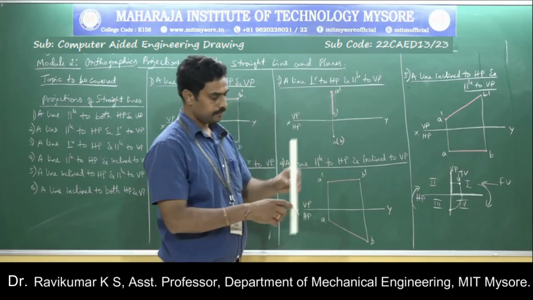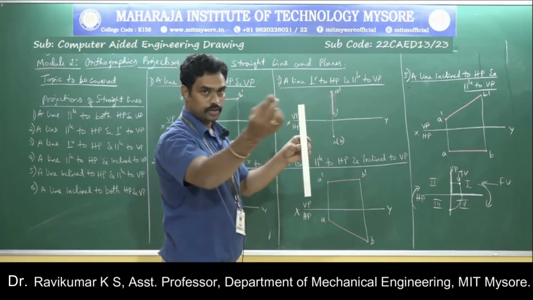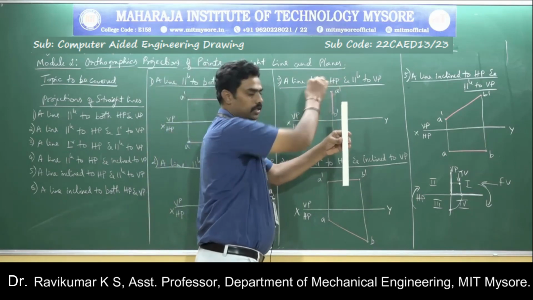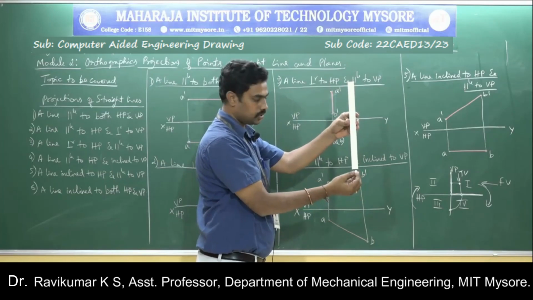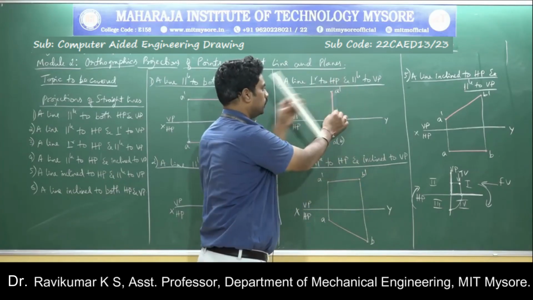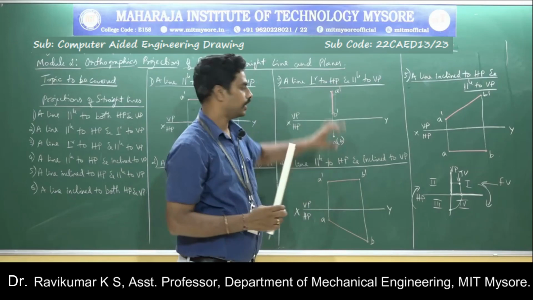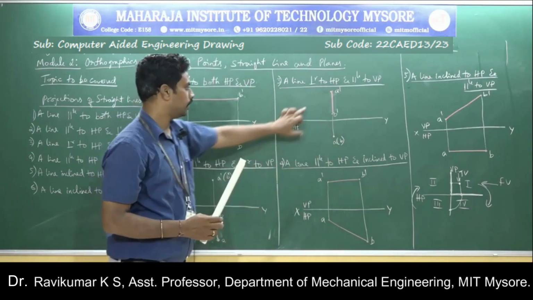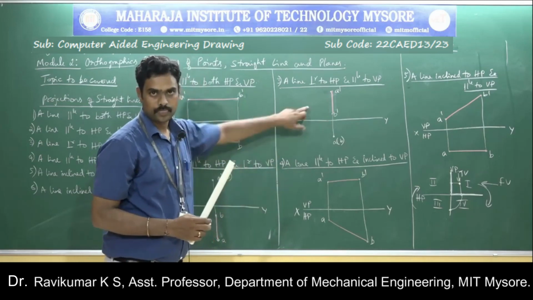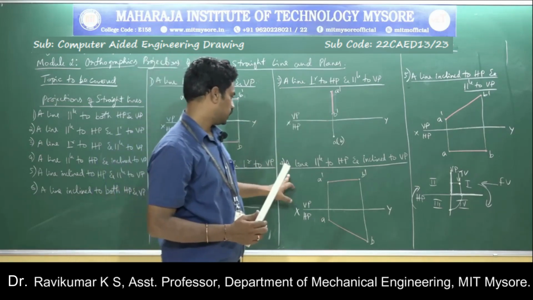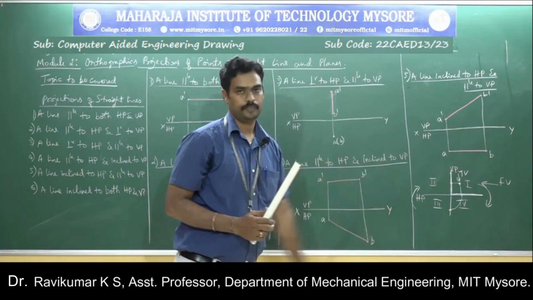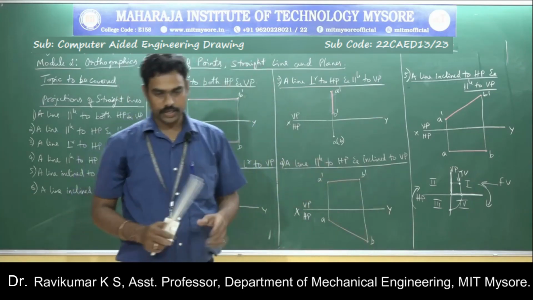Similarly, if you look at this one from the front, the light source captures this point and projects here. Then one more light source captures this point and projects here. If you join those two, you'll get the front view. Okay, so these two are opposite in nature. Similarly, the next case, a line parallel to HP and inclined to VP. Parallel to HP and inclined to VP.